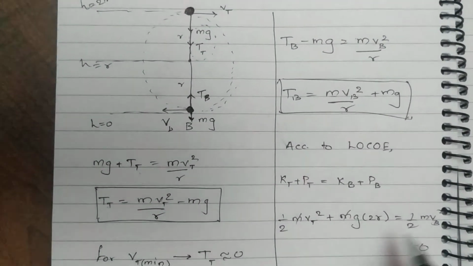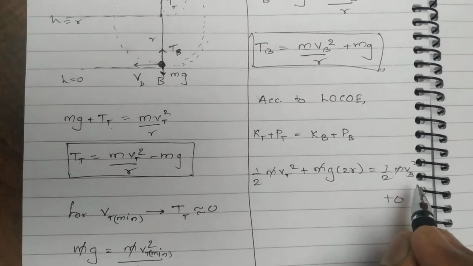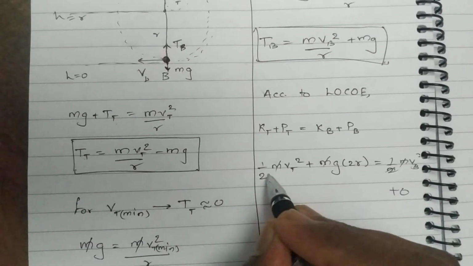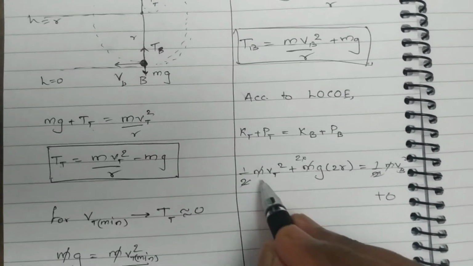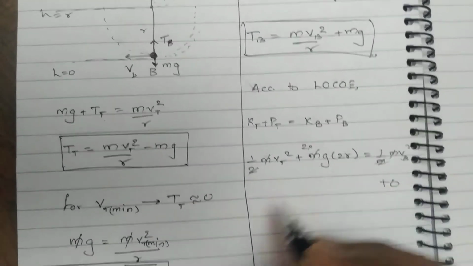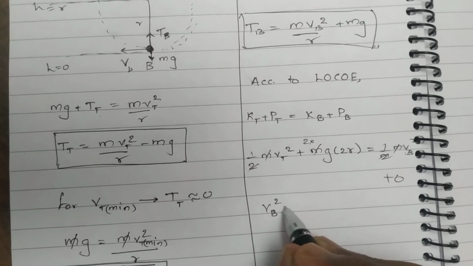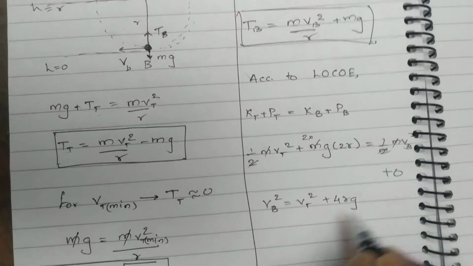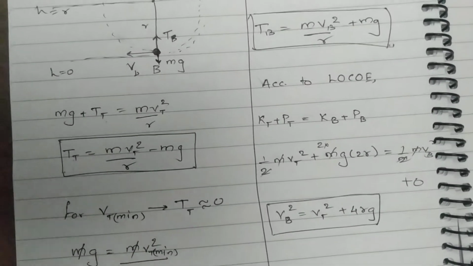Now you cancel the m's. You are intending to find the velocity at the bottommost position. Simple ideology: you cancel these halves, and in order to balance you multiply by 2 over here. You'll be getting vt square plus 2 into 2, 4rg, is equal to vb square. That means vb square will be equal to vt square plus 4rg. So this is a general expression for velocity at the bottommost point.